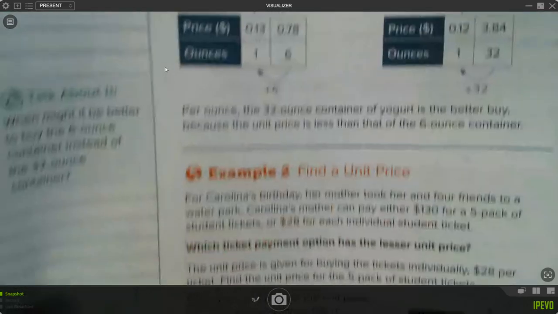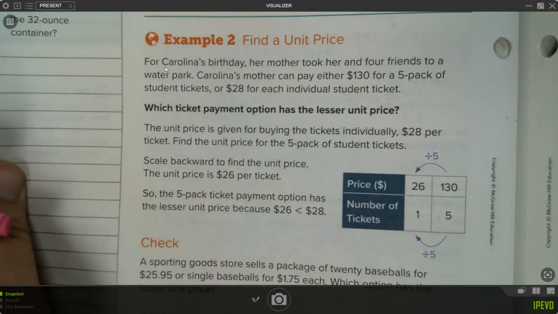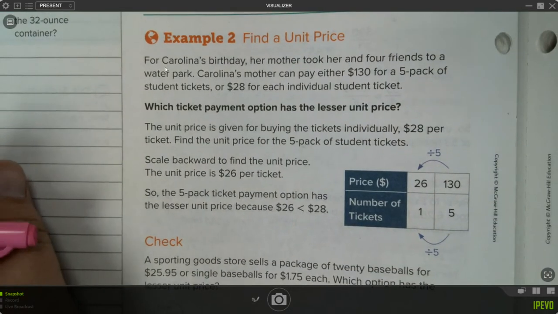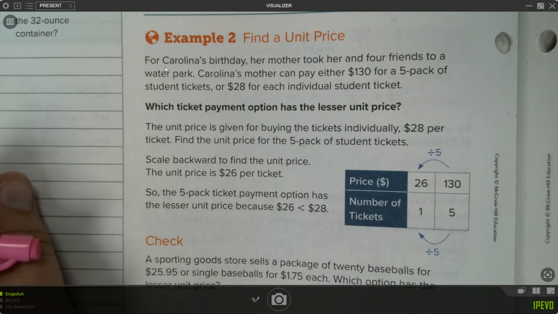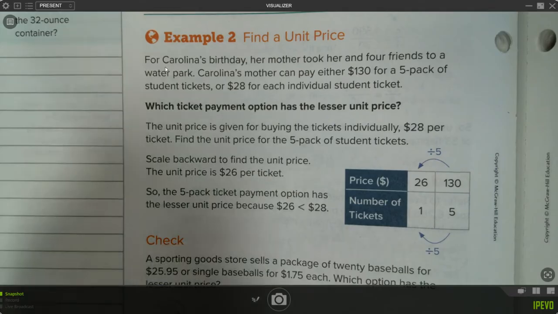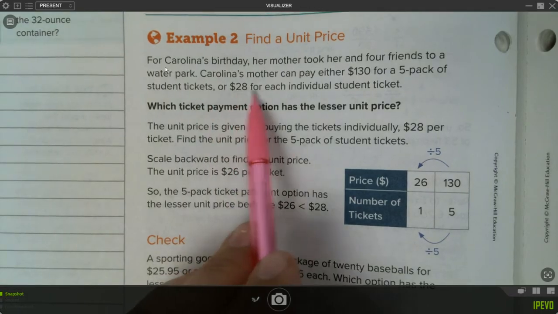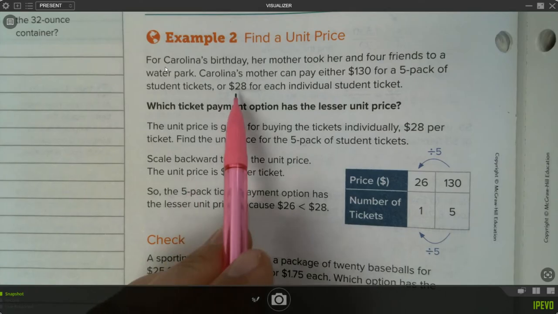Let's take a look at example 2. For Carolina's birthday, her mother took her and 4 friends to a water park. Carolina's mother can either pay $130 for a 5-pack of student tickets or $28 each for each individual student ticket. So once again, you need to find the unit price. What would be the price per ticket? But we already know the price for one, the individual tickets. That's fine. We don't have to do anything with that because we already have the price for each here.